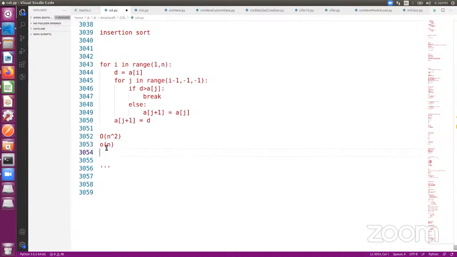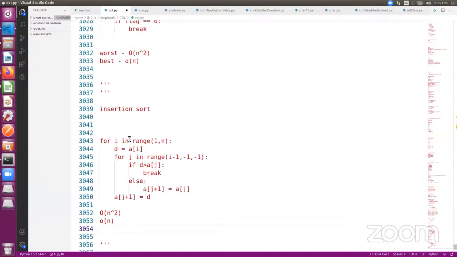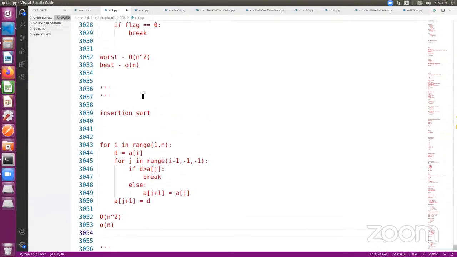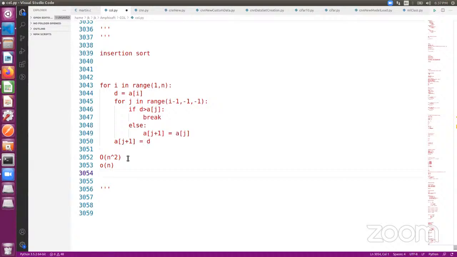Understood? Any doubts in this? Understood why the best case is order of n? So in insertion sort, we can see that without even using a new flag variable, we are able to achieve order of n. Understood? Any doubts? Are you able to get it?